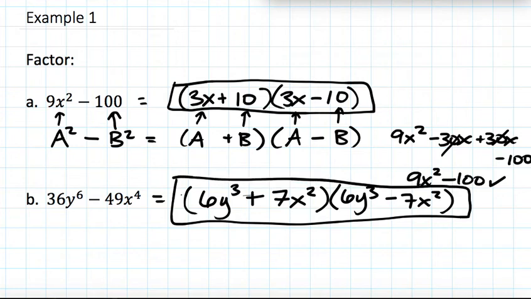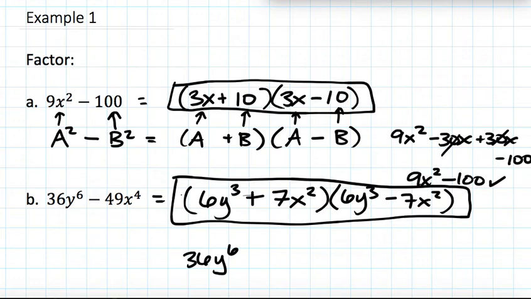So that's the answer. And again, I can check this using FOIL. I get 36y to the 6th. Remember, when you're multiplying, you're adding exponents, so y to the 3rd times y to the 3rd is y to the 6th.